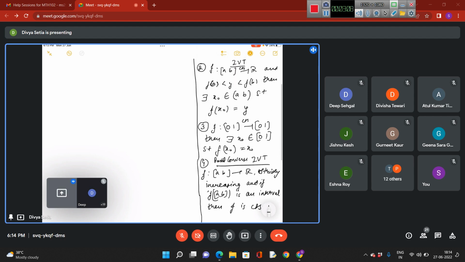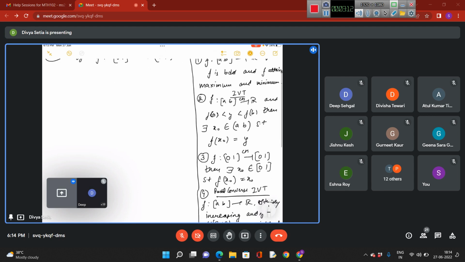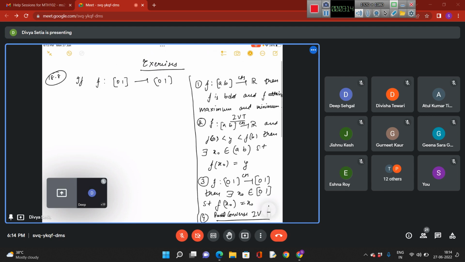So we'll make use of these 4 theorems to solve each and every problem. And now you have to tell me which theorem should I use to solve each and every problem. One of you has to tell me.